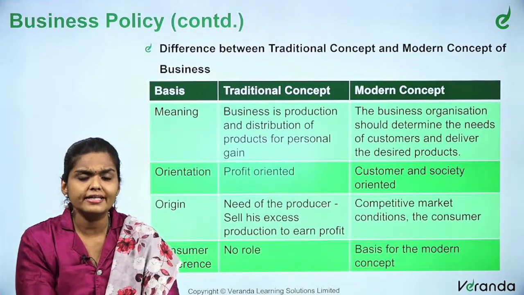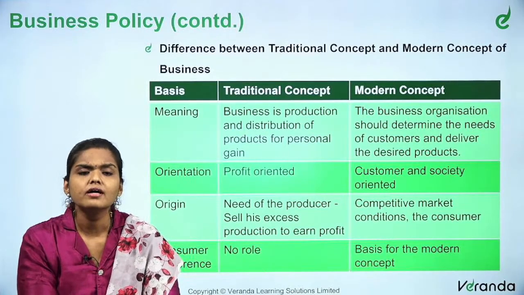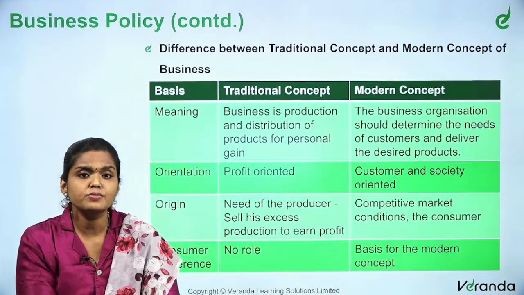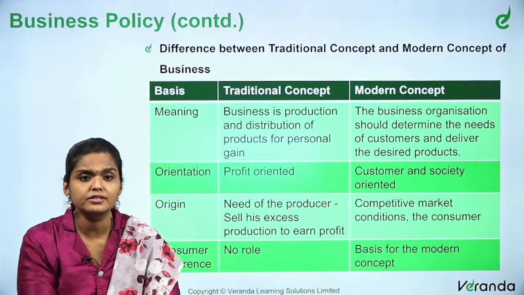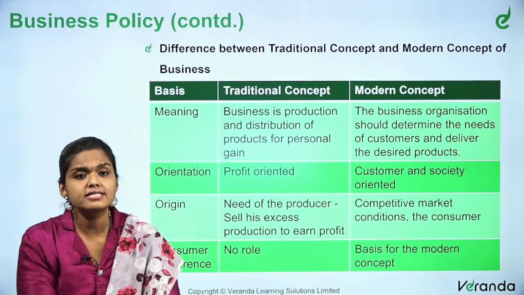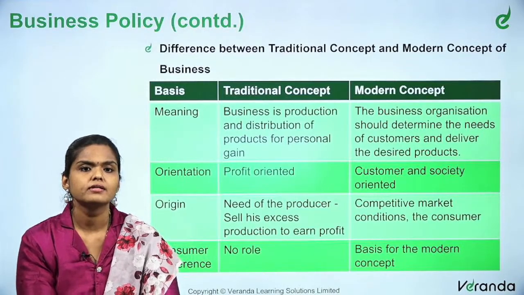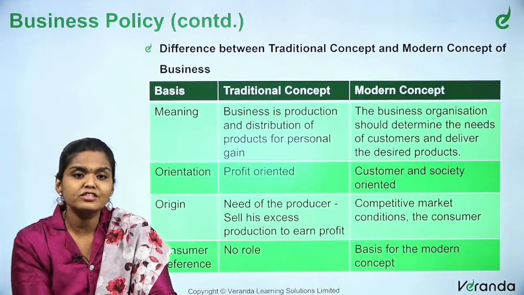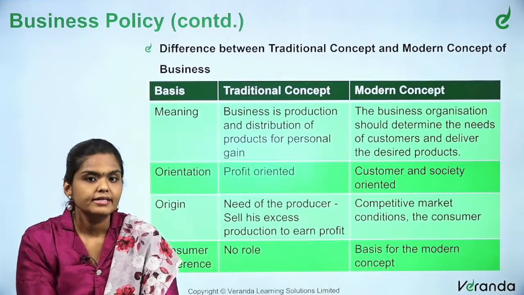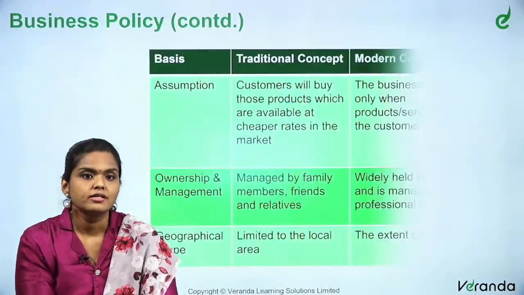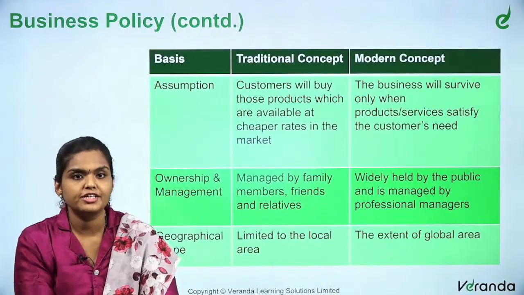The producer in a traditional business would just sell whatever excess products he had. He would never give time to listen to what his consumers require. But in the modern concept, it is full of competition. If I lose my consumer, there's another person ready to pick him up. So competitive market conditions prevail in the modern concept. Consumer preference definitely has no role in the traditional concept. That's the basis on which the modern concept has totally changed.